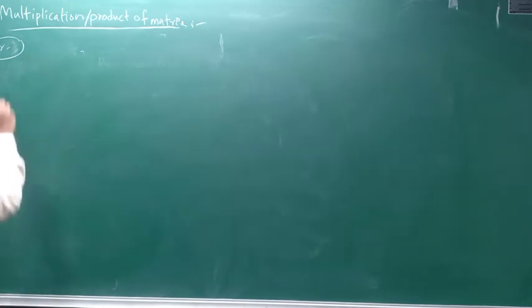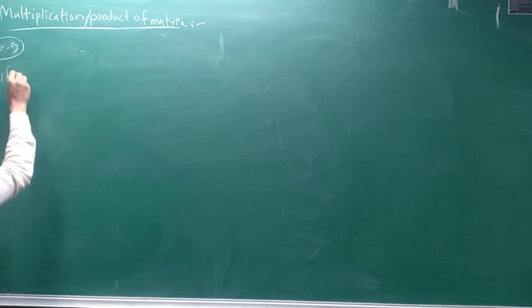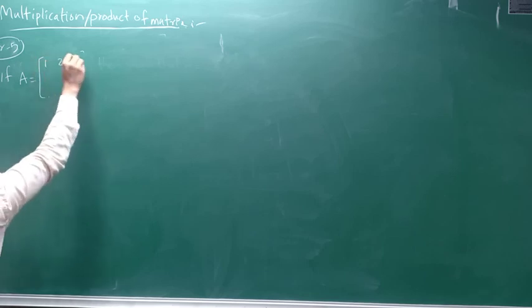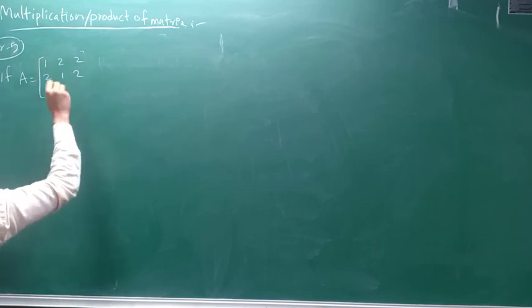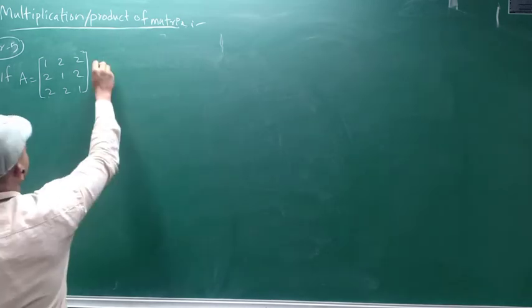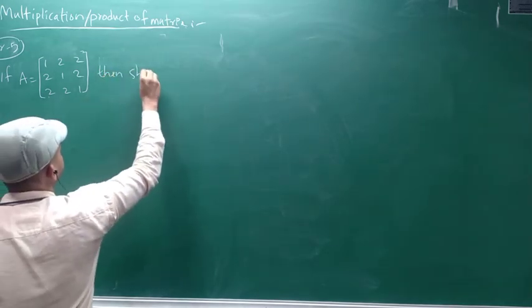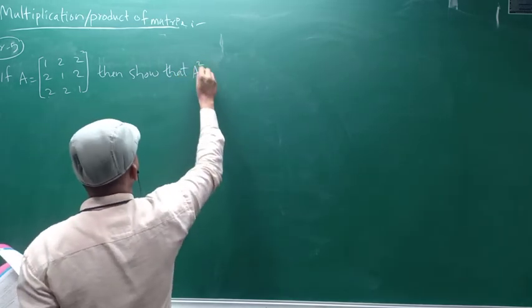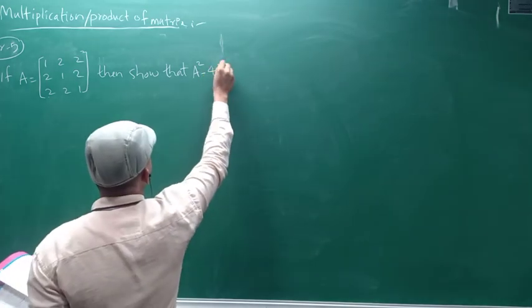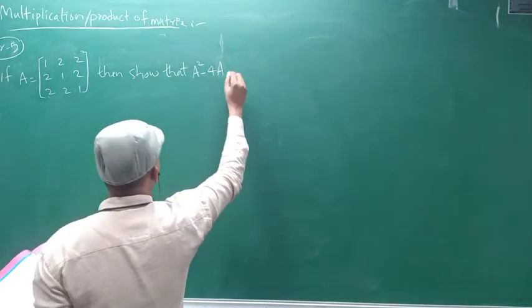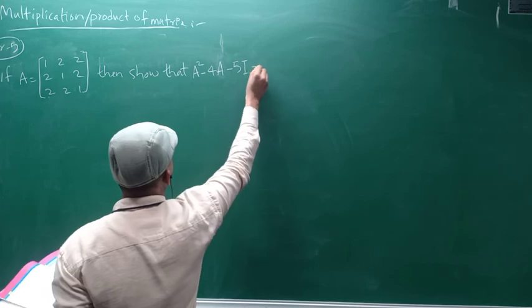Example problem number 5. If A is equal to the matrix [1, 2, 2; 2, 1, 2; 2, 2, 1], then show that A square minus 4A minus 5I is equal to 0.